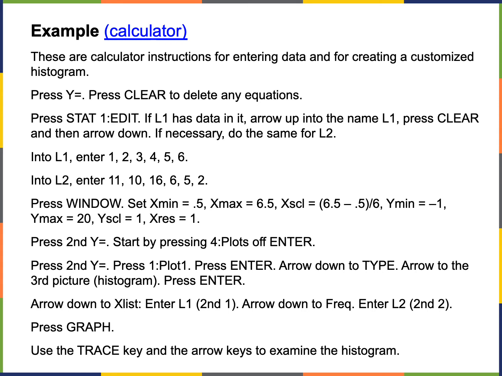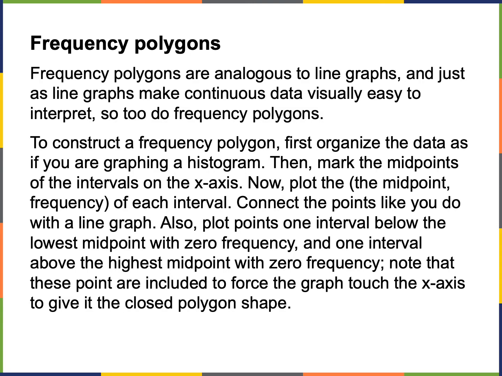It shows you, so you go to enter type, and then you go to the picture, which is histogram, and you hit enter. And then where you say X list, you have to hit L1, which is the same as hitting the second key and then 1. And then same thing here. And you hit graph, and you're going to see a beautiful graph that was on the previous page. All right, so that's histograms.